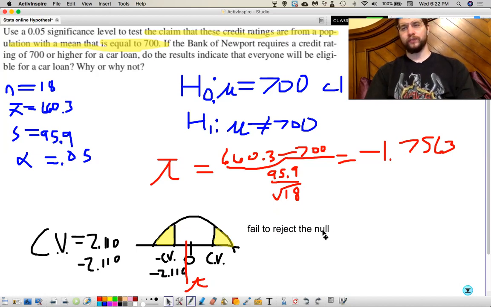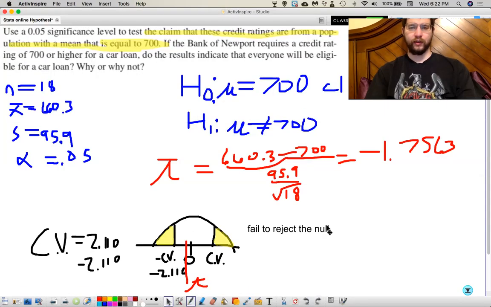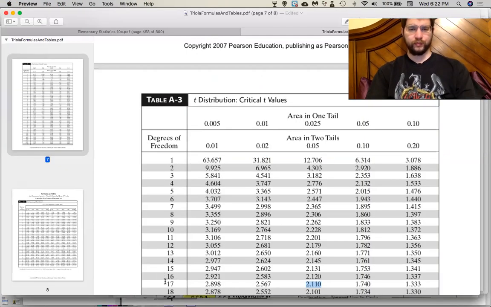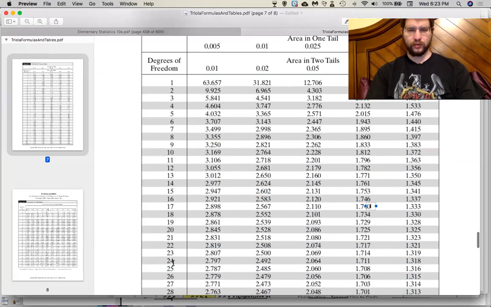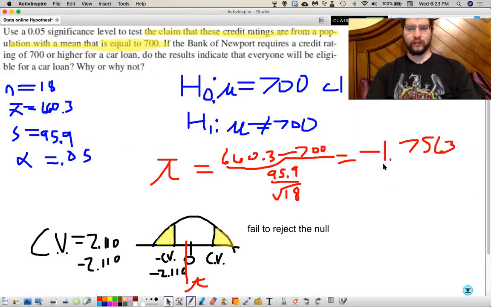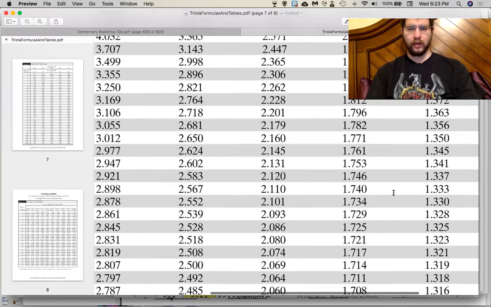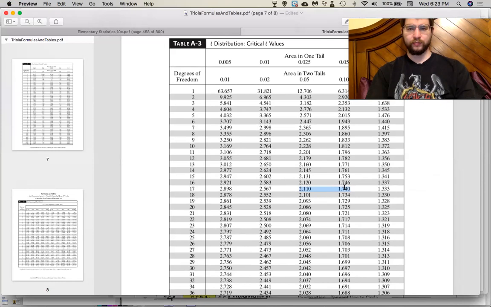Again, I like it better for p-tests. If we're getting the p-value, we're going to look up 1.7563 with 17 degrees of freedom. I'm looking at this row right here, 17. I need to find 1.75. Oh, hey, it's going to be between these two guys, right? Really close to this one, but between them.